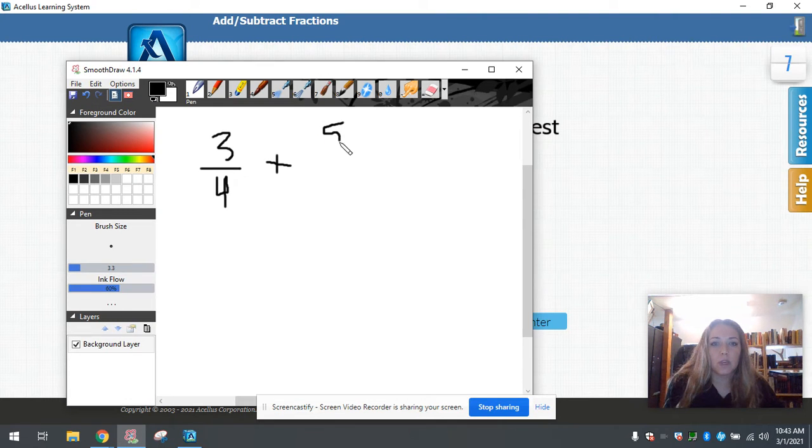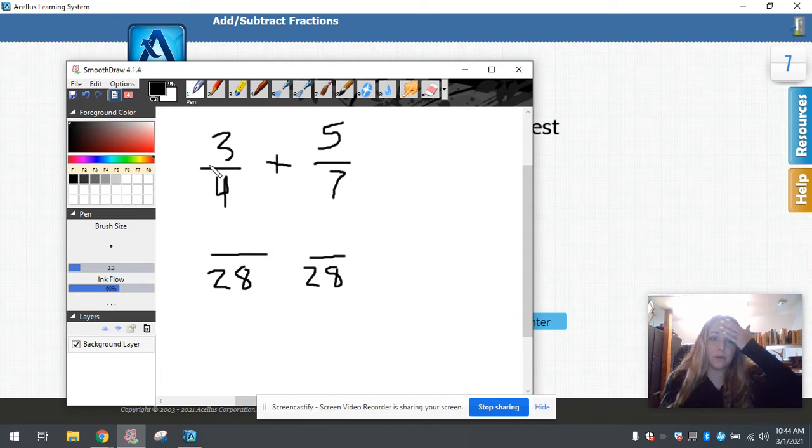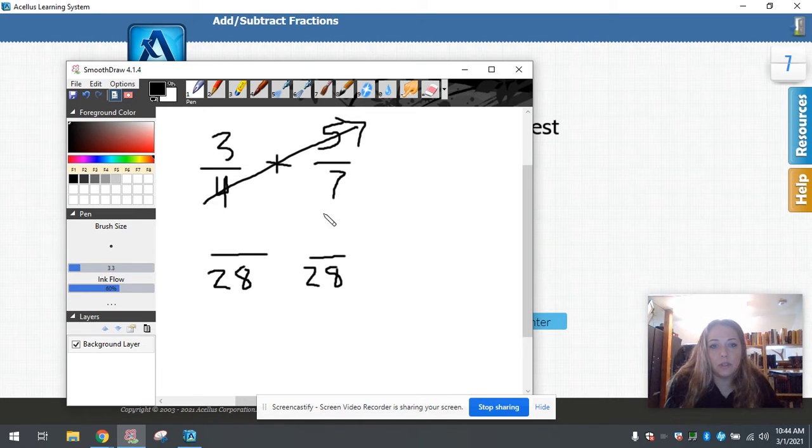Okay, so here is the easy peasy way. It's pretty thoughtless. You just multiply the denominators together. 4 times 7 is 28. And then what you have to do after that is cross multiply, which we've talked about before. So I'm going to cross multiply. 4 times 5 is 20. 7 times 3 is 21. And we're adding them.